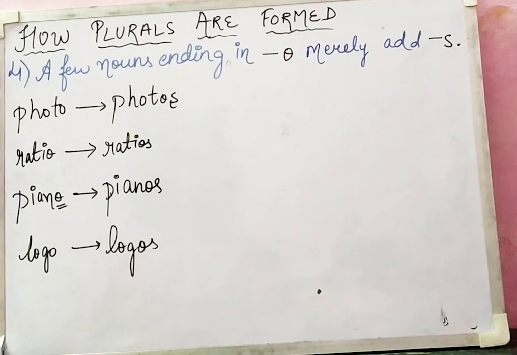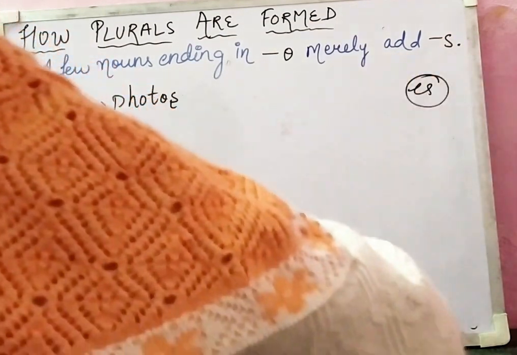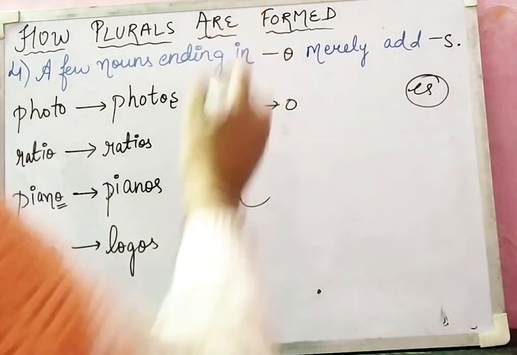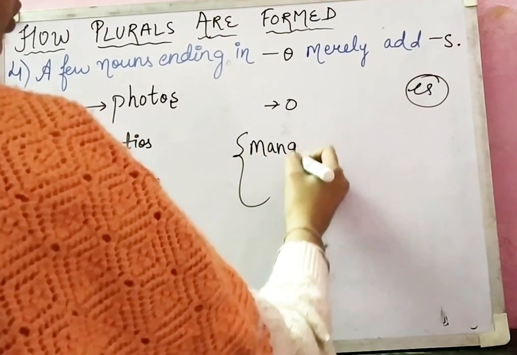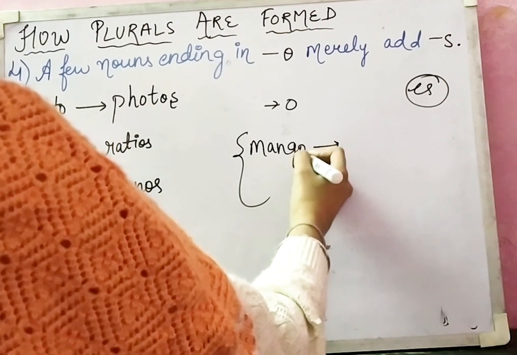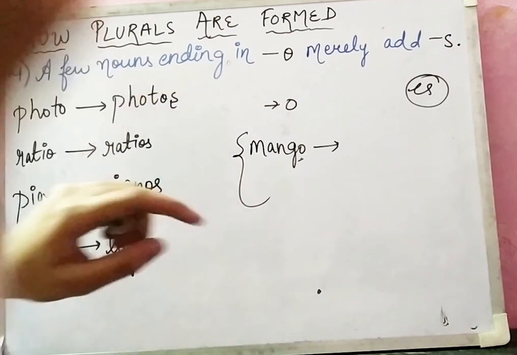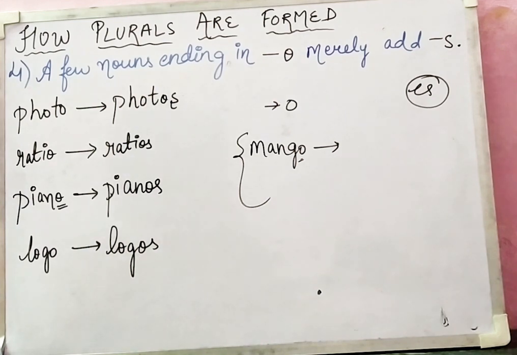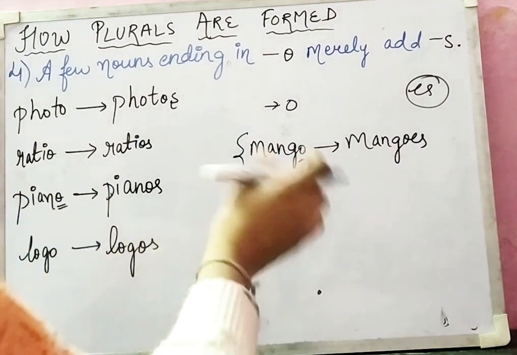So you may be confused. In the previous one we added es. The o is same. The noun ends with o only. Let me take one more example of that only, the previous example, that is mango. In this the o is here, o is here, o is here. In this we have just added s to make it plural. But in this we will be adding es. That is mangoes. So this is the difference.